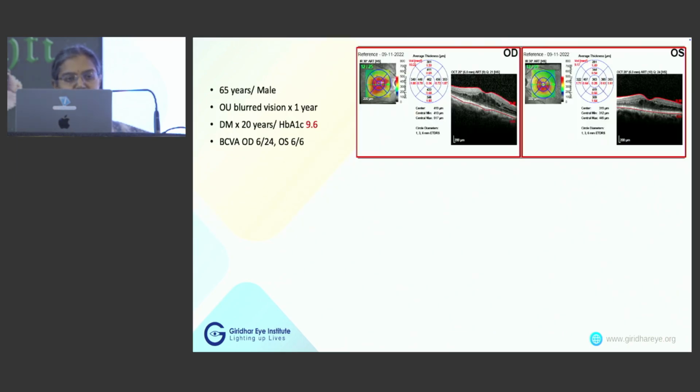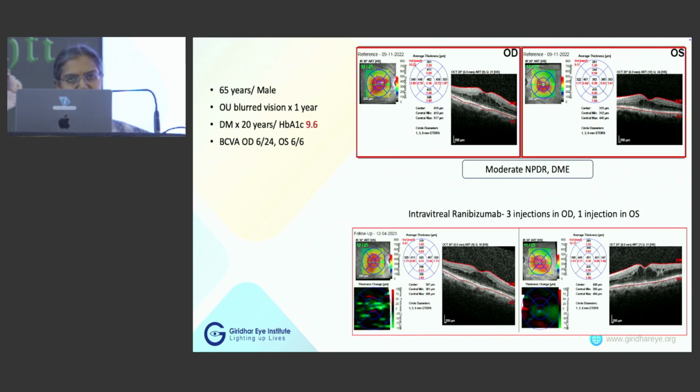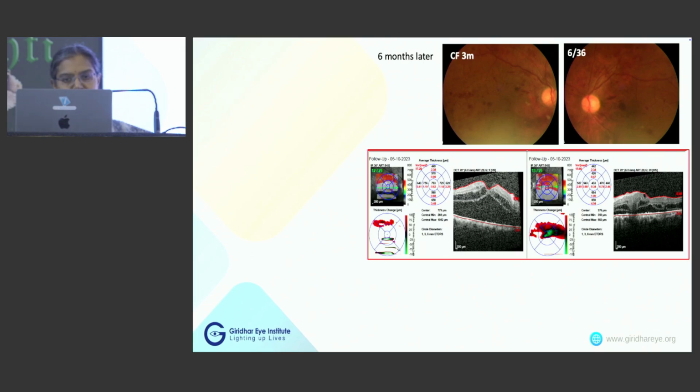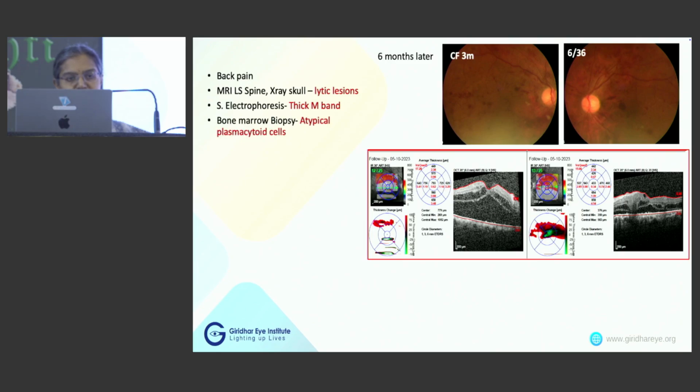This is another elderly male with bilateral DME. He was treated with anti-VEGF but no significant response. So we decided to take a break, told him to come after 1 or 2 months, but he could come only 6 months later with further drop in vision, more hemorrhages on the OCT, and significant worsening of macular edema with a huge amount of SRF. So I asked him what happened. He said he developed back pain, and after evaluation, he was diagnosed to have multiple myeloma.